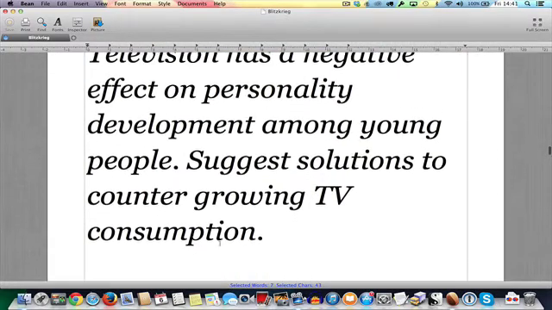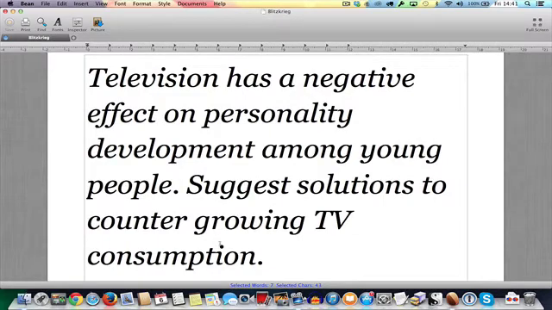Now let's have a look at this version of the question. Television has a negative effect on personality development among young people. Suggest solutions to counter growing TV consumption. So here the instruction words are eliciting suggested solutions that address the problem of TV consumption among young people. The question is not asking the student to analyze the viability of any suggested solution.